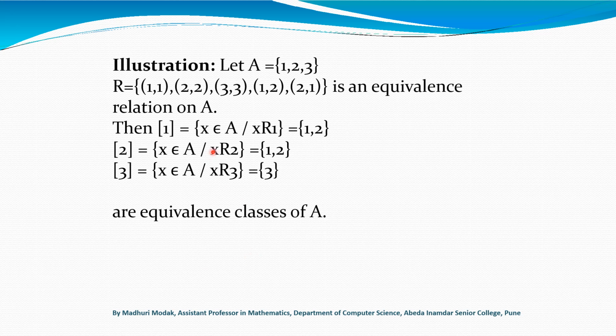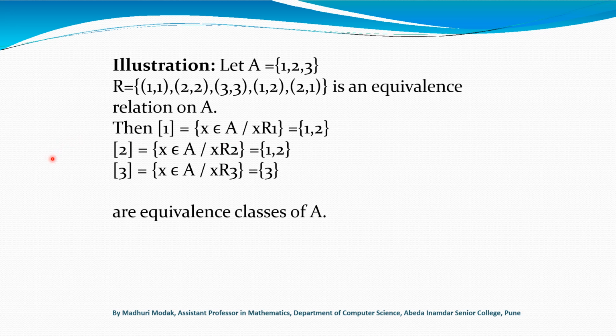Now see this example. Let A equal {1, 2, 3}. R is equal to {(1,1), (2,2), (3,3), (1,2), (2,1)}. This is an equivalence relation on A. Now for every element of A, we decide the equivalence class. Now the equivalence class of 1. By definition it contains x in A such that x is related to 1. By observing the pairs, here 1 is related to 1 and 2 is related to 1. So the elements 1 and 2 from A are related to 1. So what is the equivalence class of 1? It is {1, 2}.